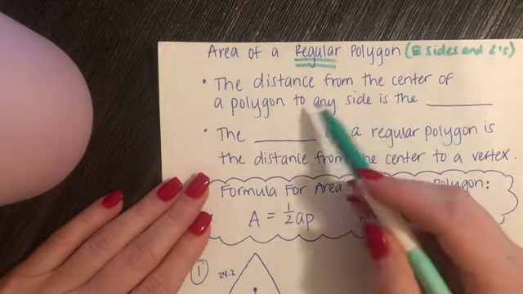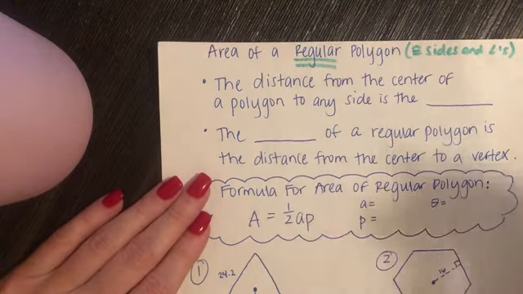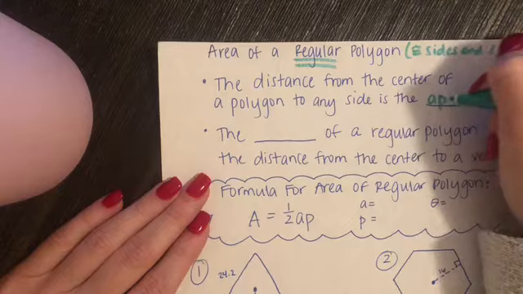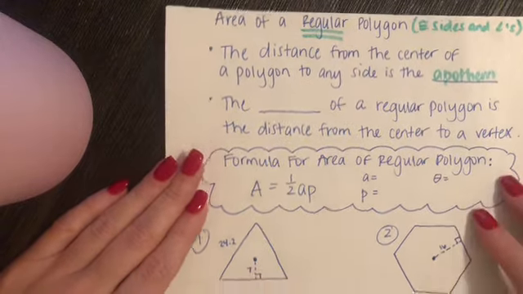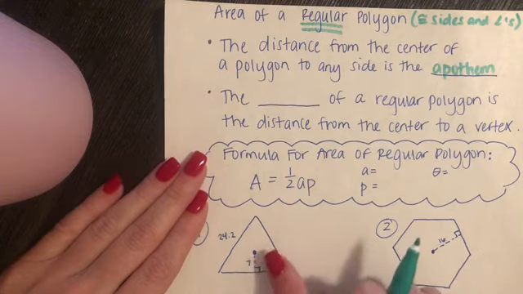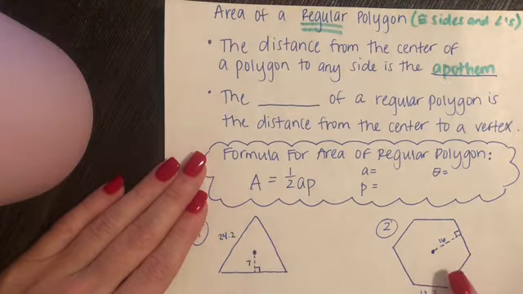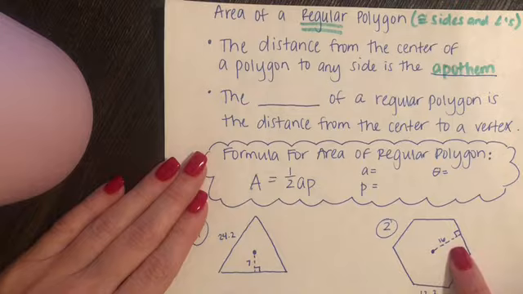Okay, so let's fill in the blank on this first set. It says that the distance from the center of a polygon to any side is called the apothem. Okay, so looking at this picture, this is an apothem. It's going from the center to any side. This is an apothem. It's going from the center to any side.